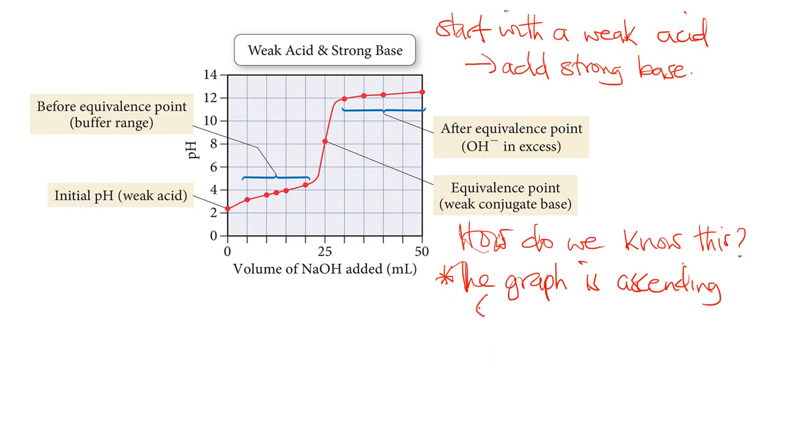Now let me make a correction. If you see an ascending graph, it means you started with an acid. So this shows that you started with acid, because acid is at low pH. So when you start adding the base, the pH will be increasing, and you will see that your graph will be ascending.